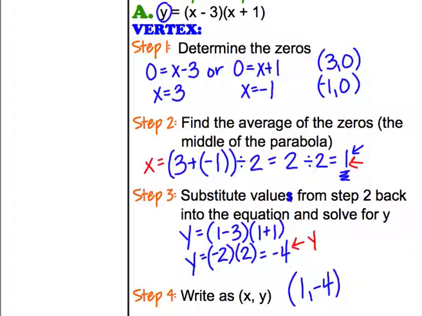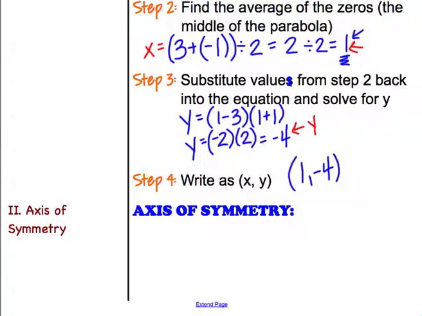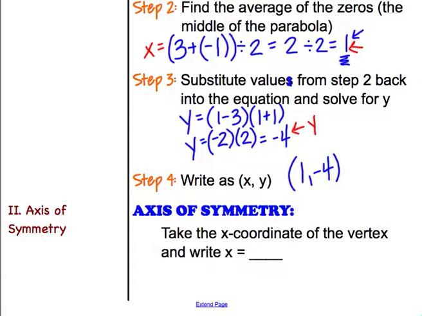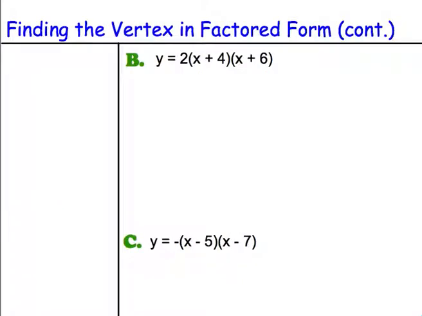Now that we've gotten our vertex of (1, negative 4), we need to find the axis of symmetry. This is very simple. We take the x coordinate, which is 1, from the vertex, and write it as x equals, so x equals 1. For today, we're not going to deal with graphing. We'll get into that tomorrow. So we've got our vertex of (1, negative 4) and our axis of symmetry of x equals 1. Let's take a look at a few more examples.